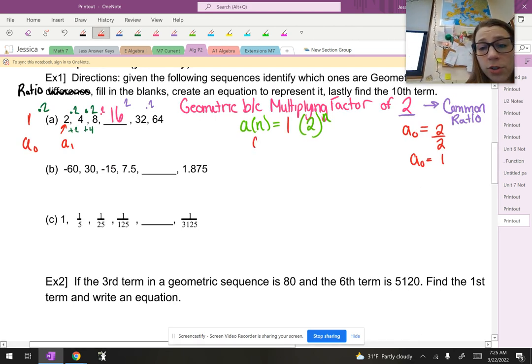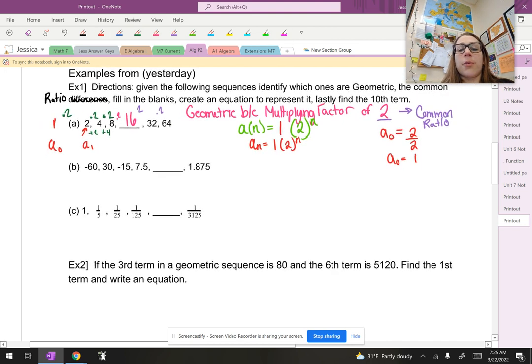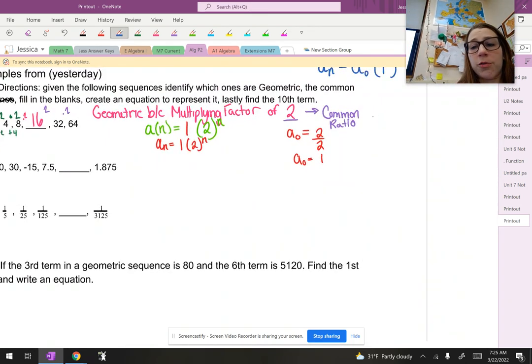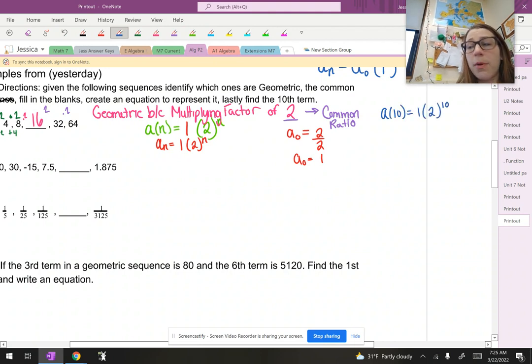In sequence notation, that would be a sub n is equal to 1, parentheses, 2, still raised to the n power. And then the 10th term of that, of course, we can squeeze over here. A of 10 is equal to 1 times 2 to the 10th power. And if you go ahead and calculate that, you'll see that a sub 10 turns out to be 1,024.